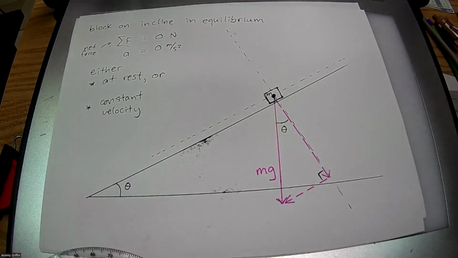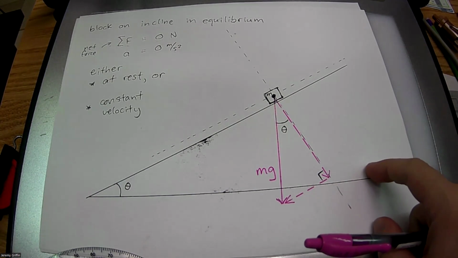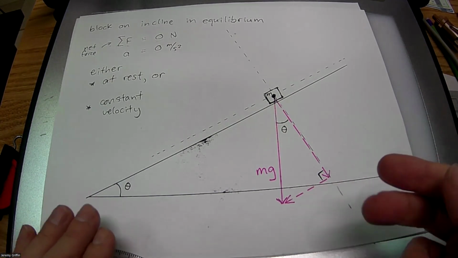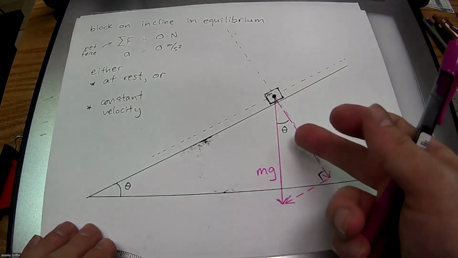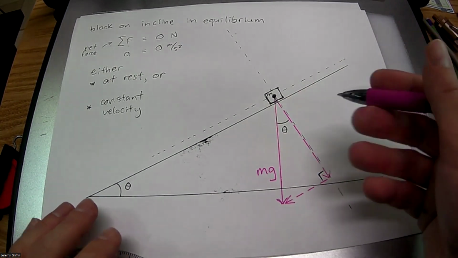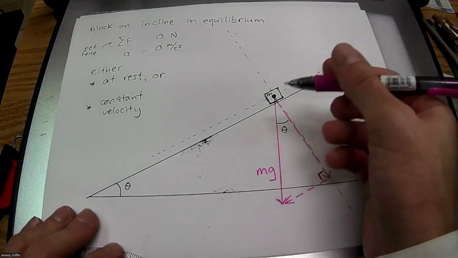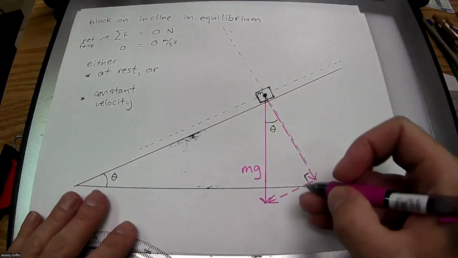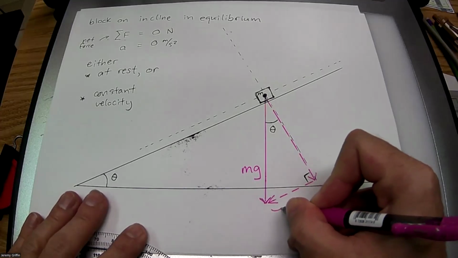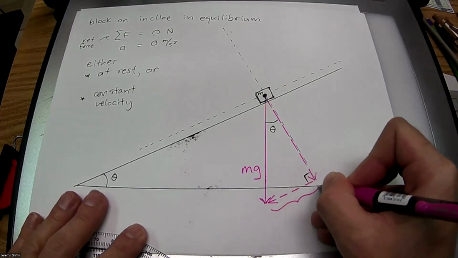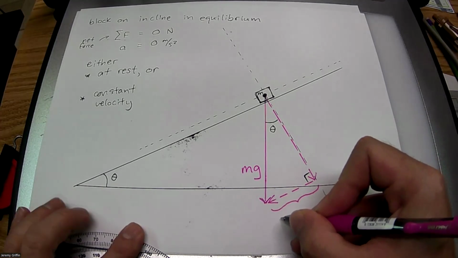That's going to help us figure out exactly what these components are. I know this is all in terms of variables, but you can have numbers. This could be a 10 Newton weight. This could be 30 degrees. You can come up with numerical values for these. We're doing kind of abstract here. Guys, what is this component right here equal to? What times what?